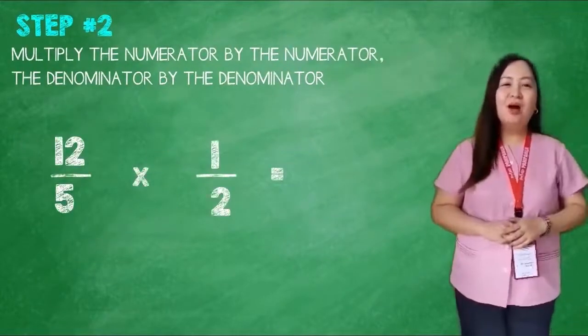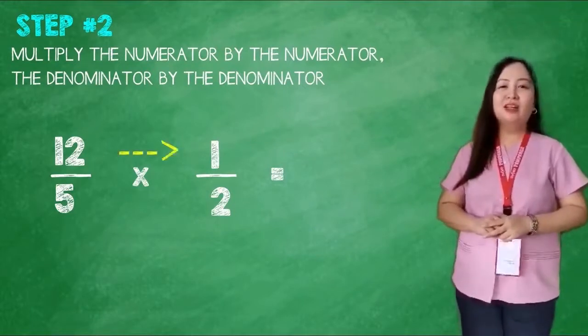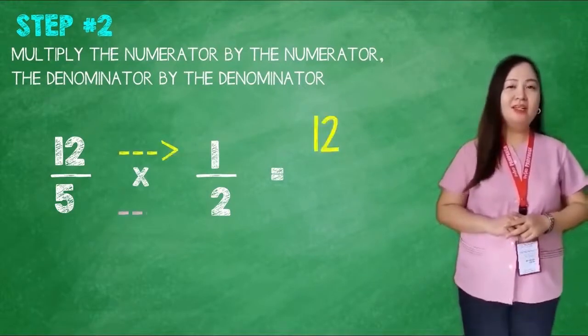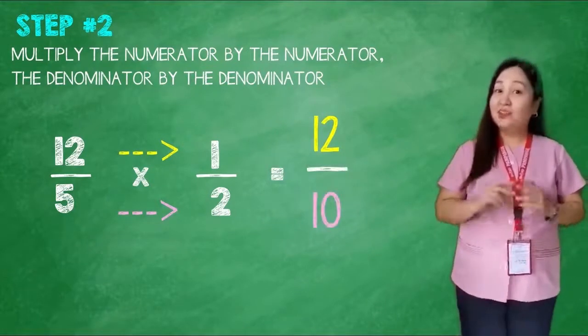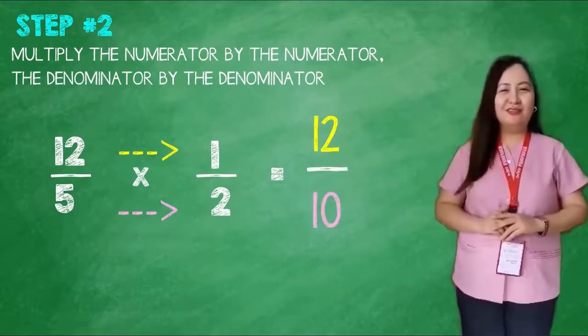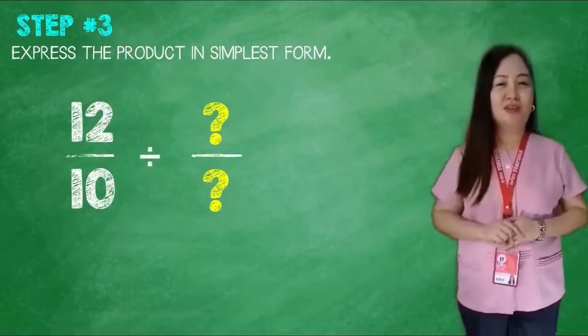Second step. Multiply the numerator by the numerator. 12 times 1 equals 12. The denominator by the denominator. 5 times 2 is 10. The result now is 12/10. Last, express the product in simplest form.